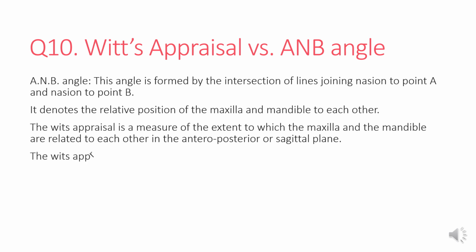The Wits appraisal is a measure of the extent to which the maxilla and mandible are related to each other in the anteroposterior or sagittal plane. The Wits appraisal is used in cases where the A and B angle is considered not so reliable due to factors such as position of nasion and rotation of the jaws.